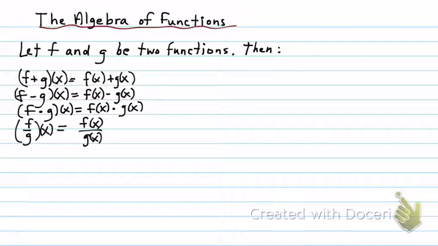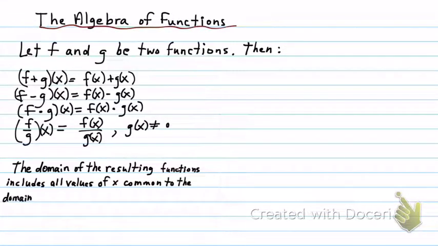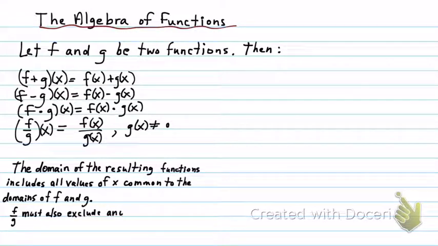Now one of the things you've got to watch out for on this one is g(x) can't be 0, because then this fraction would be undefined. As far as the domain of the resulting functions, it includes all values of x common to the domains of f and g. So look for the domain of f and the domain of g, and whatever they have in common, that's your domain. Now there's one exception. For f divided by g, you must also exclude any values of x for which g(x) equals 0.